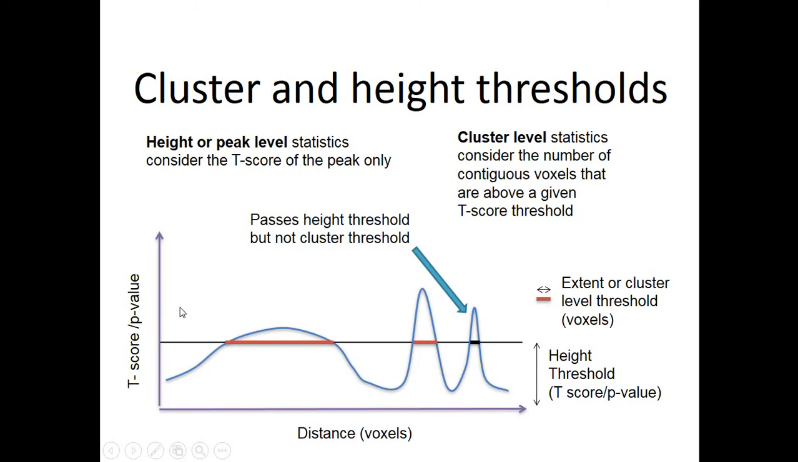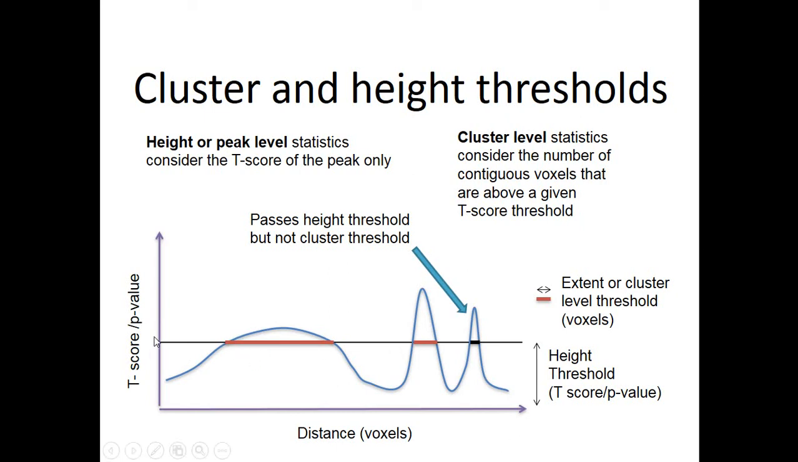And this is explained in various sources, but in essence that's what we're doing. It's still quite a conservative approach, peak level correction, because there's only a 5% chance of anything being on the map. But by there only being a 5% chance of something being on the map, there's only a 5% chance that any of them are false positives. But it's still quite conservative. So that's what we're doing.